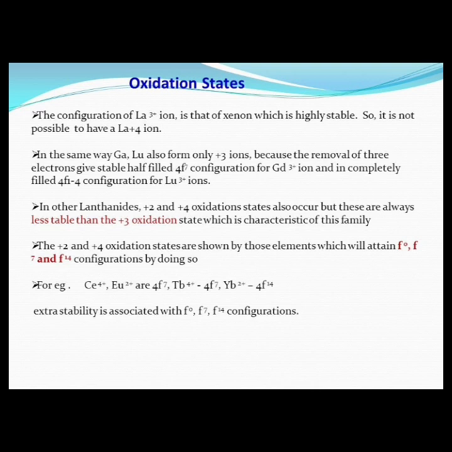The 2+ and 4+ oxidation states are shown by those elements which attain f0, f7 or f14 configuration by doing so. For example, cerium 4+ (4f0), europium 2+ (4f7), Tb4+ (4f7), Yb2+ (4f14). Extra stability is associated with f0, f7 and f14 configurations.